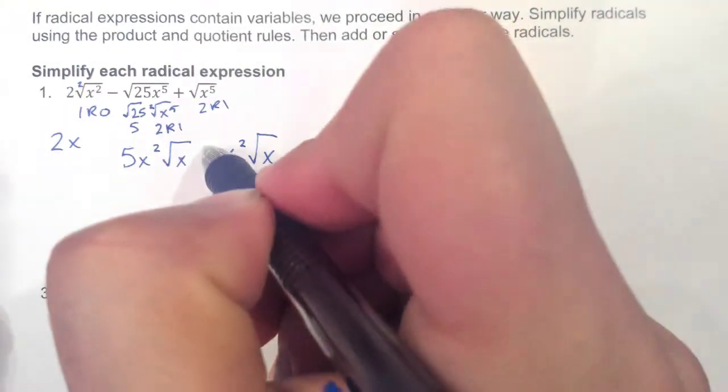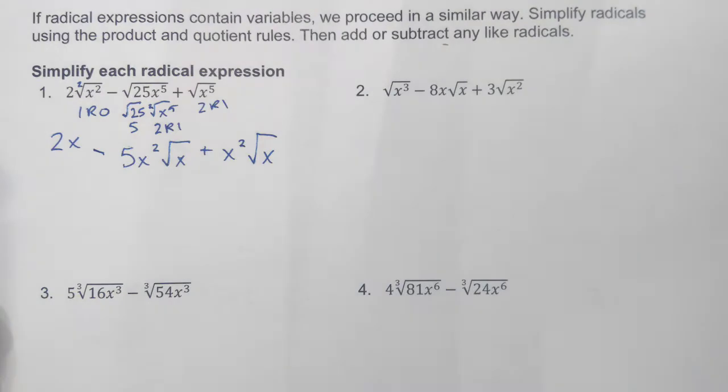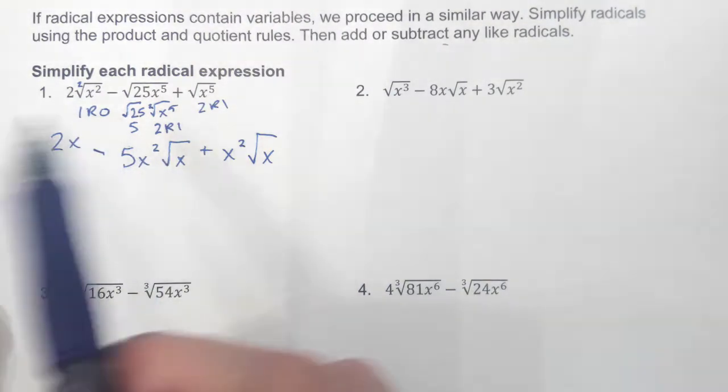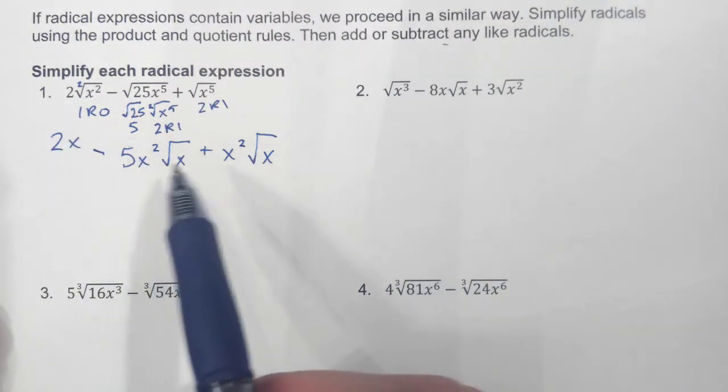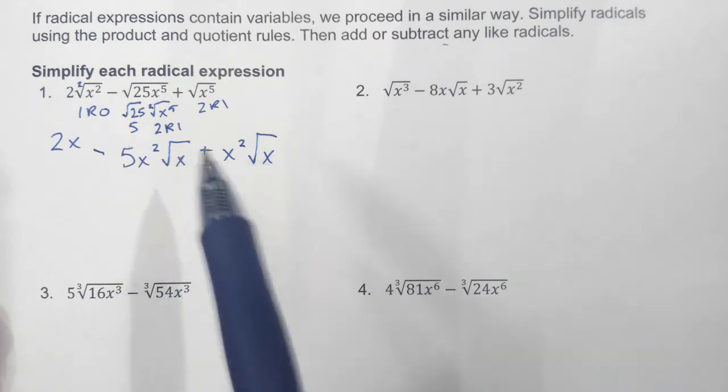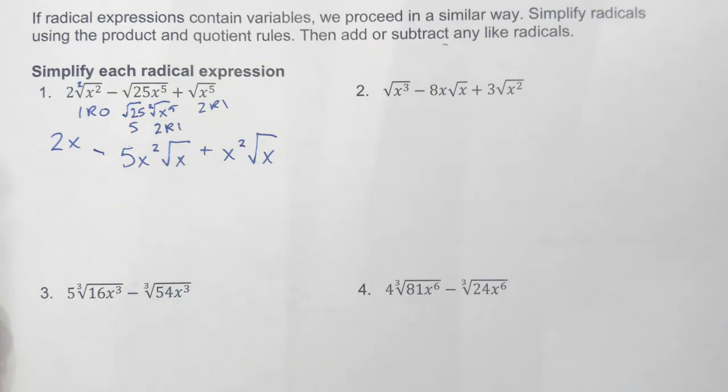And then I just need to put my symbols, plus, minus. Okay, so which of these are alike? Now notice both of these have a square root of x attached to them. So those two can go together.